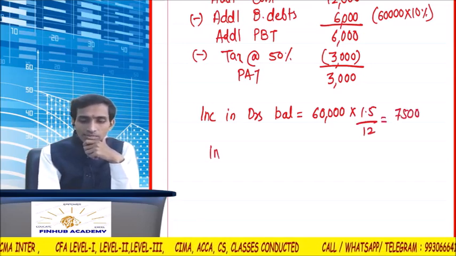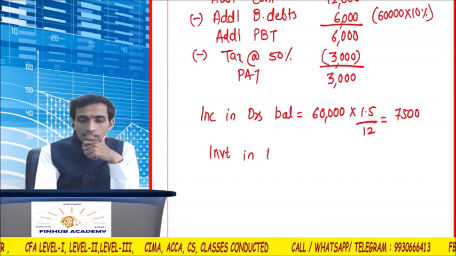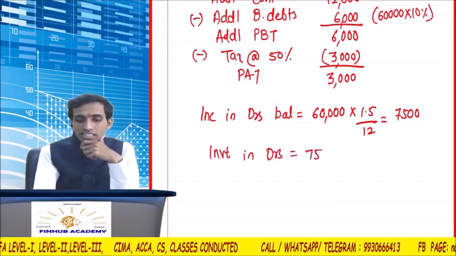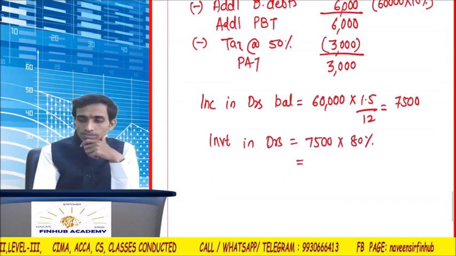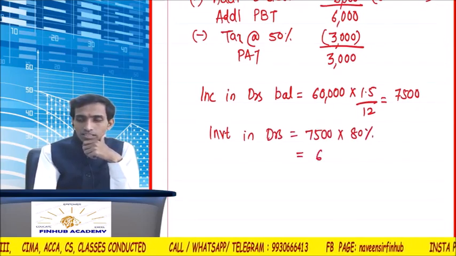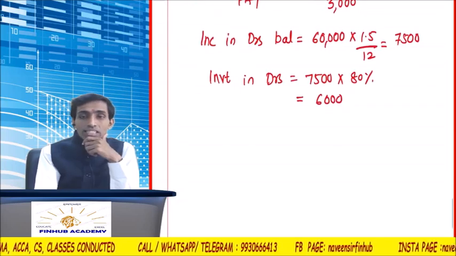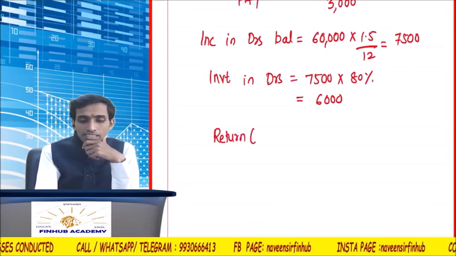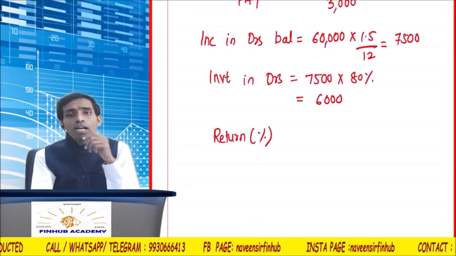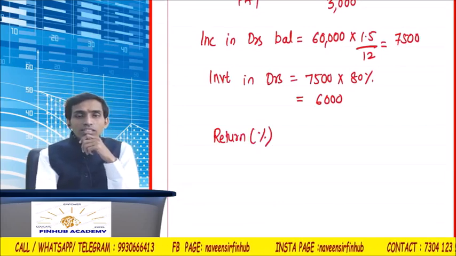Investment in debtors. This is the sales figure, 7,500, multiplied by 80%, which is my cost. So how much? 6,000. Listen carefully, 6,000. So how do I calculate the return? Return in percentage. Please understand. How will I calculate the return in percentage?